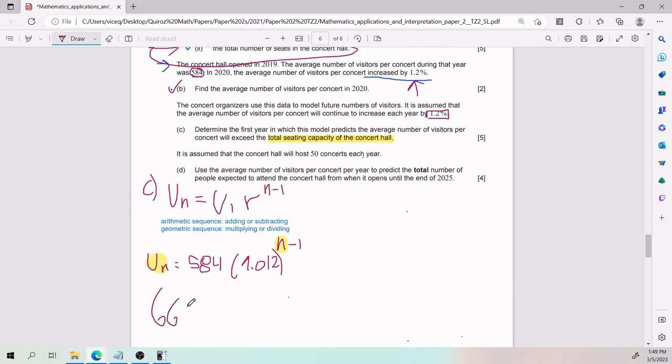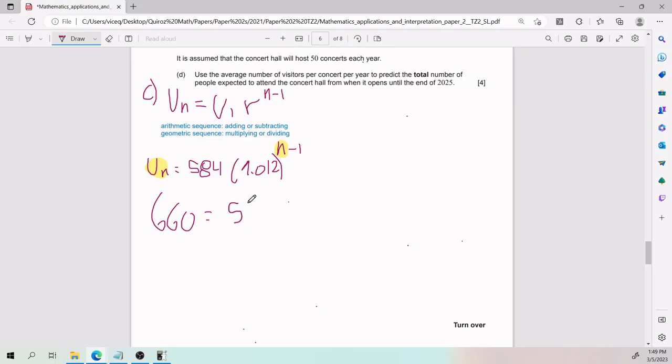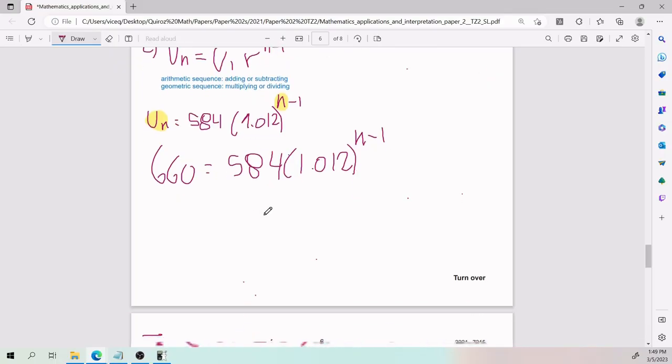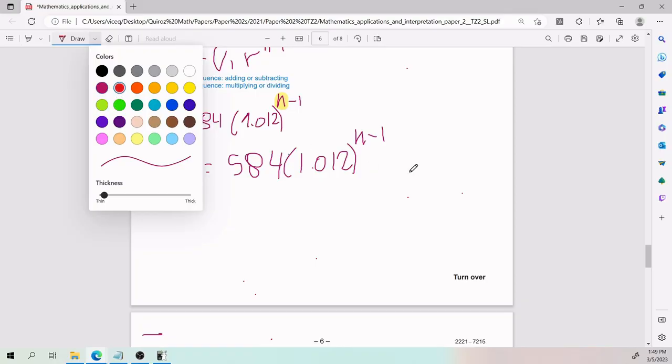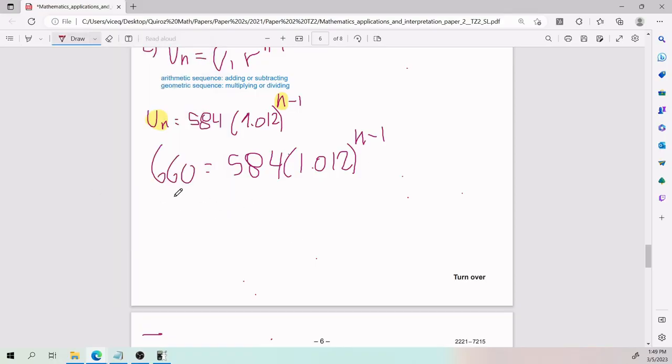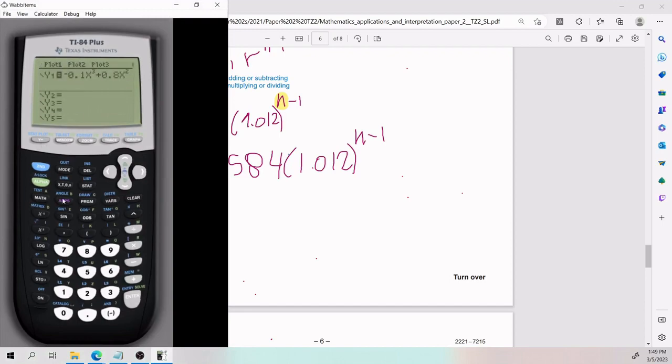So 660 equals 584 times 1.012^(n-1). All right, awesome. So now we need to figure out what n is and work from there. There's a couple ways to solve this, and my favorite one is the calc intersect trick. I do have a video that goes in depth with this, but basically we're going to go into our y equals, which is here, right?